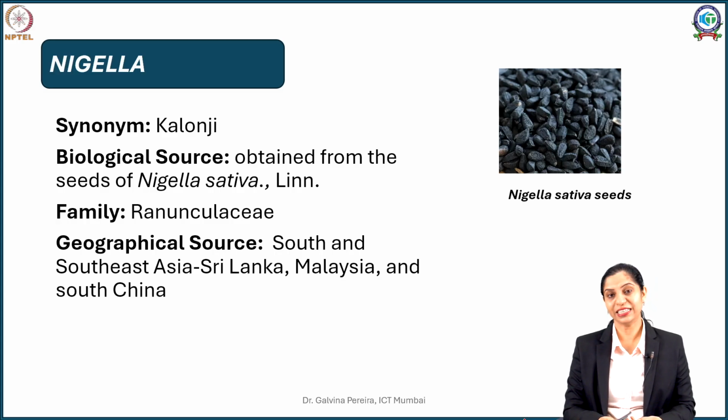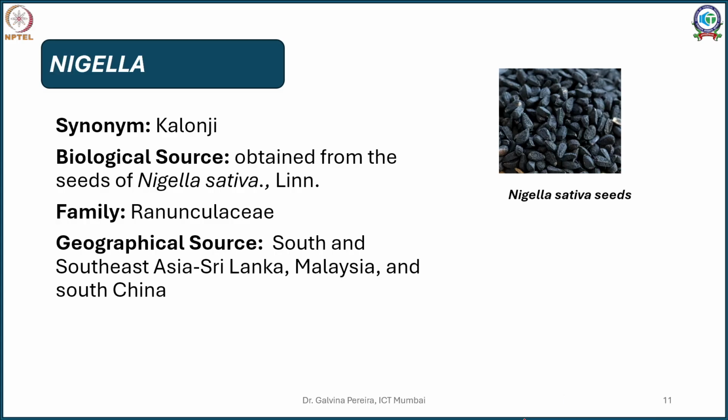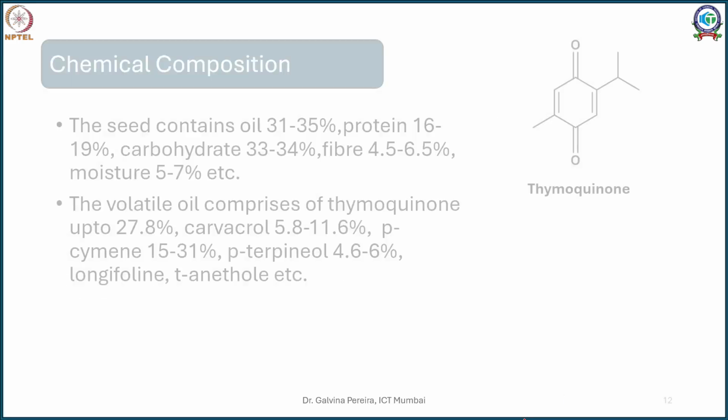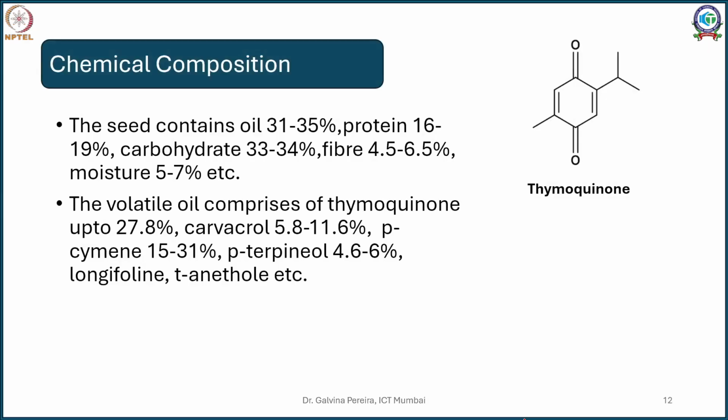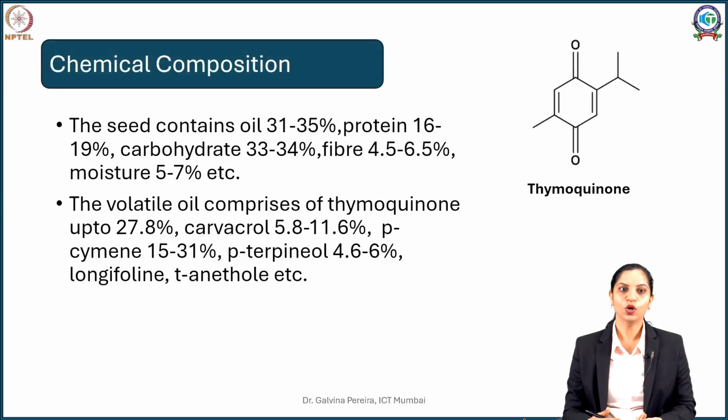Now these kalonji seeds have an enhanced therapeutic value because they contain a compound, especially a benzoquinone derivative called thymoquinone. Now the seed majoritarily contains fixed oils, little proteins about 16 to 19%, carbohydrates which is almost equal to oil, fibers and moisture. But the thymoquinone is the one which is responsible for the majority of its effects. Like I said, it's an oxygenated terpene derivative, but you call it a benzoquinone.